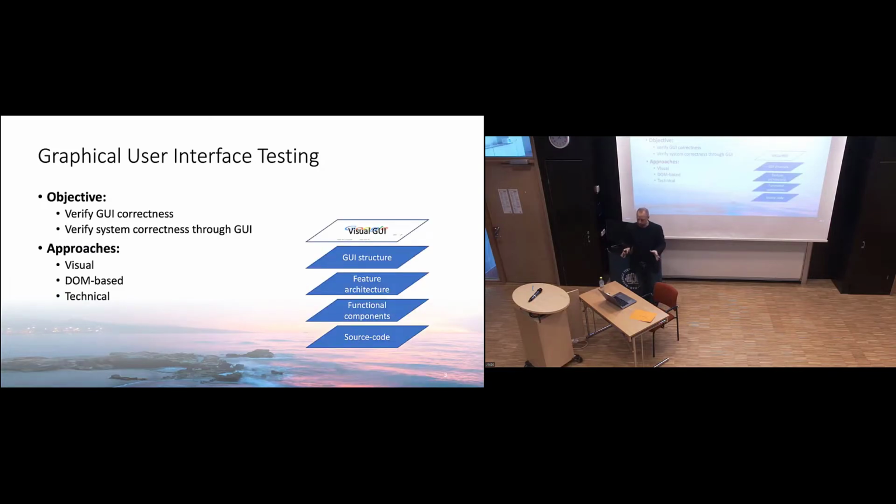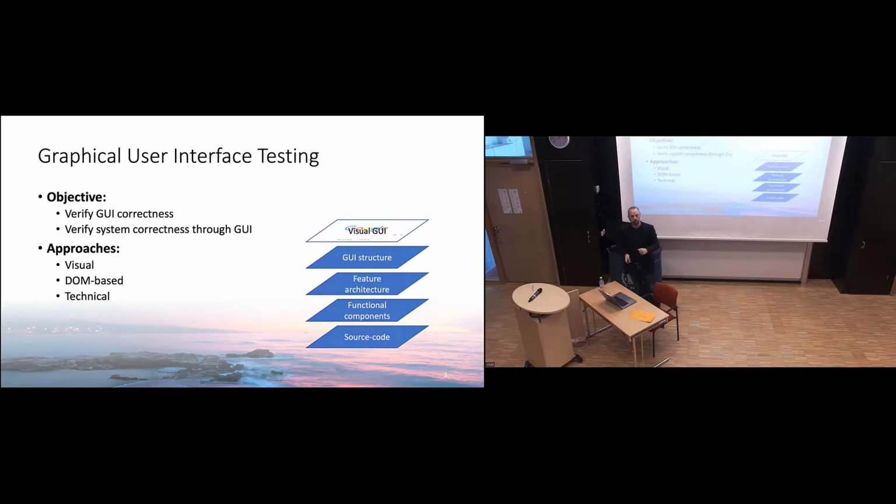And the approaches that are commonly used, which I've mentioned, are visual, DOM-based, or technical. And in order to understand this, we need to look at the software as a set of layers, where the lowest layer is the source code, the programming, the code we've written, and then that consists of functional components, which are grouped into feature components. And on top of this, we have some graphical user interface structure, and then we have the visual graphical user interface as we see it.